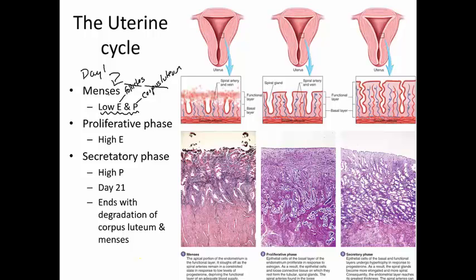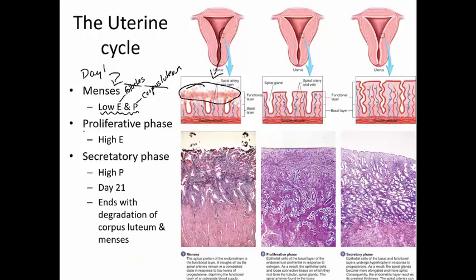Menstruation can last anywhere from 3 to 7 days, depending on the individual. But during menstruation, what happens is the apical portion of that functional layer sloughs off, and you'll have spiral arteries remaining, and that's why you actually get bleeding. So this functional layer sloughs off and then comes out through the cervix into the vagina.